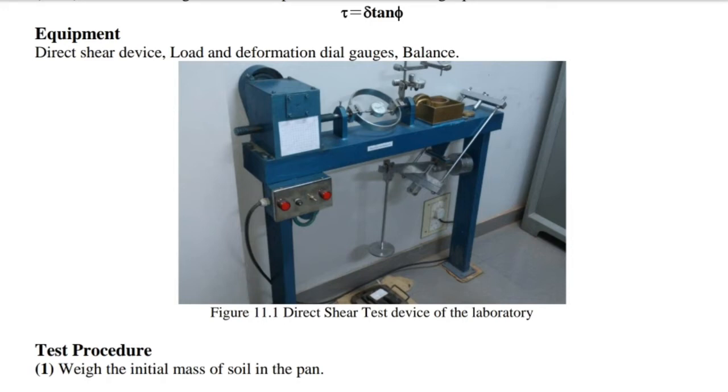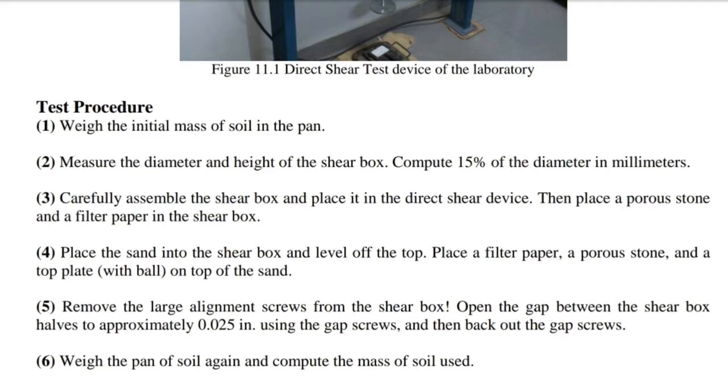Test procedure: 1. Weigh the initial mass of the soil in the pan. 2. Measure the diameter and height of the shear box. Compute 15% of the diameter in millimeters. 3. Carefully assemble the shear box and place it in the direct shear device. Then place a porous stone and a filter paper in the shear box. 4. Place the sand into the shear box and level off the top. Place a filter paper, a porous stone, and a top plate with ball on top of the sand.